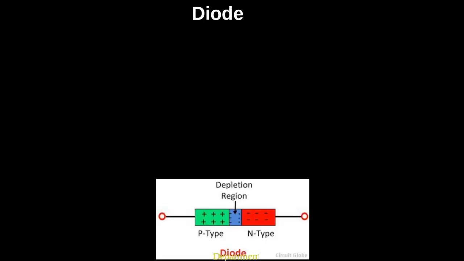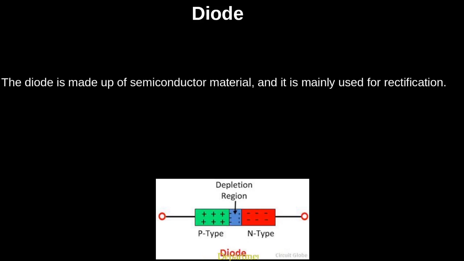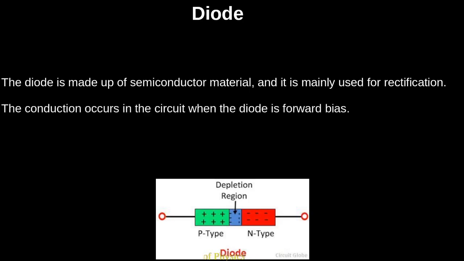It has two terminals. The two terminal device starts conducting when the positive terminal of the supply is connected to the p-type region and the negative terminal is connected to the n region of the diode. The diode is made up of semiconductor material and it is mainly used for rectification. The conduction occurs in the circuit when the diode is forward biased.